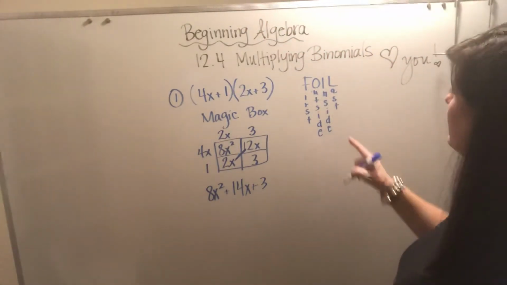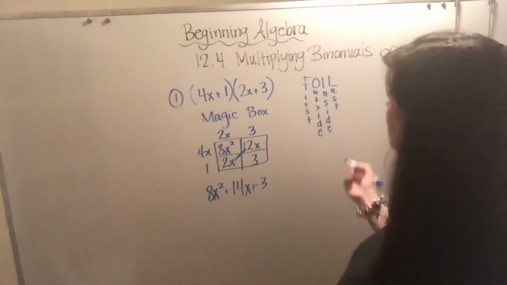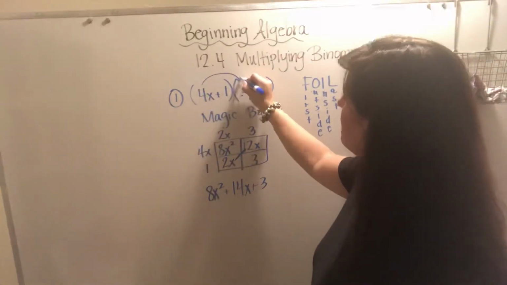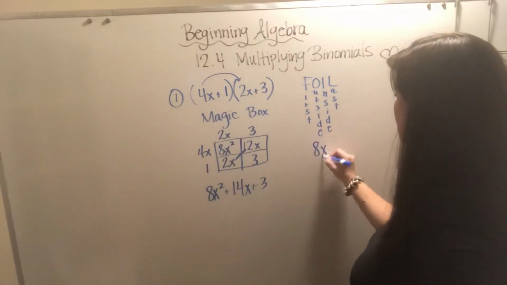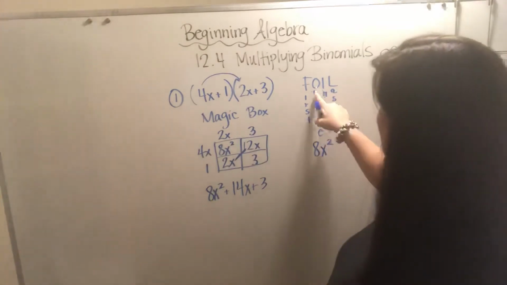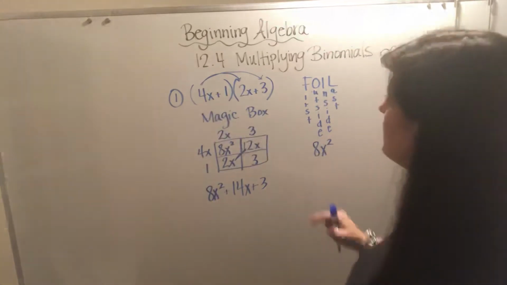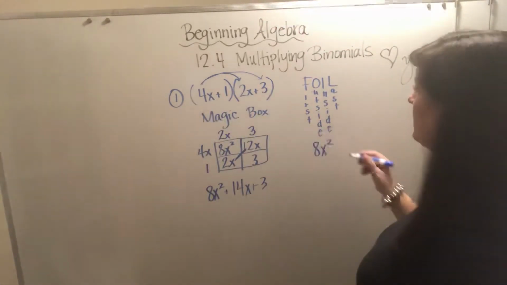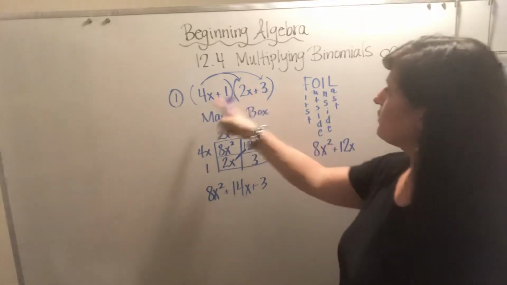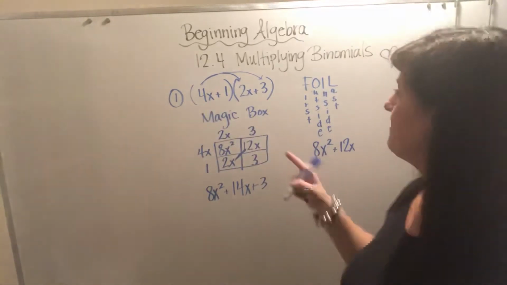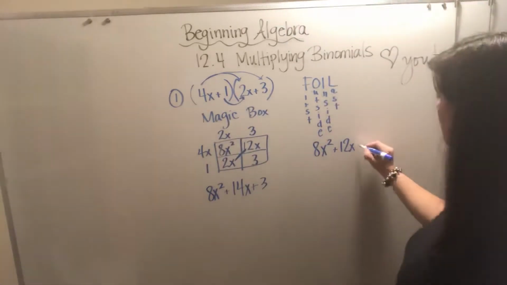FOIL is the other method, and that stands for first, outside, inside, last. What does that mean? That means I'll multiply my first terms. 4x times 2x, 8x squared. Now I multiply my outside terms, the outsides on these parentheses. 4x times 3 is 12x. Remember, when you're multiplying, that stays. Now, I do the inside terms. 1 times 2x.